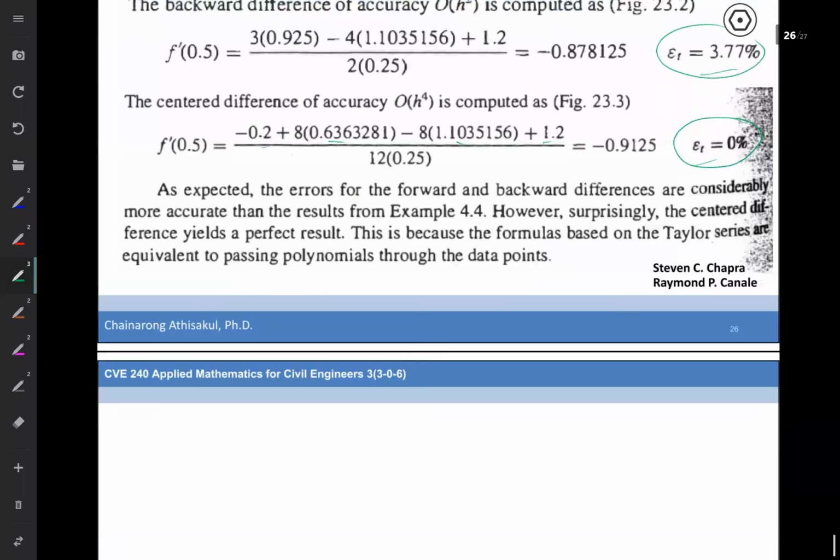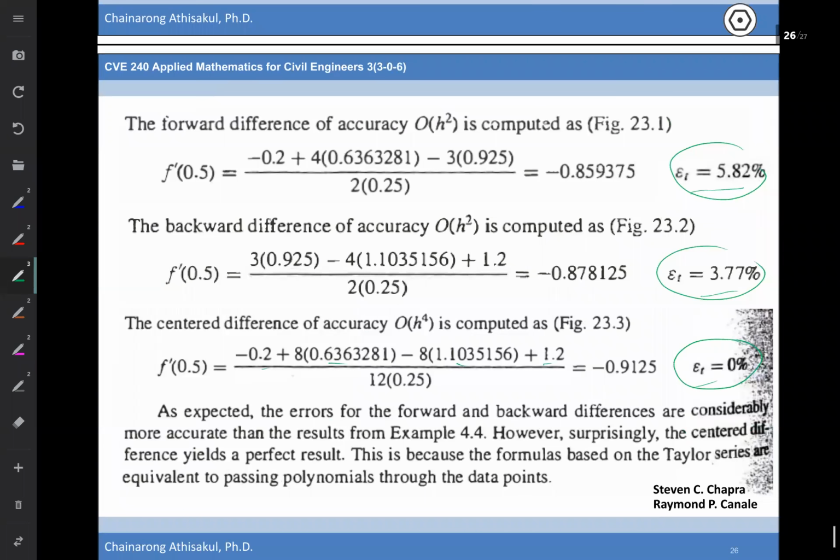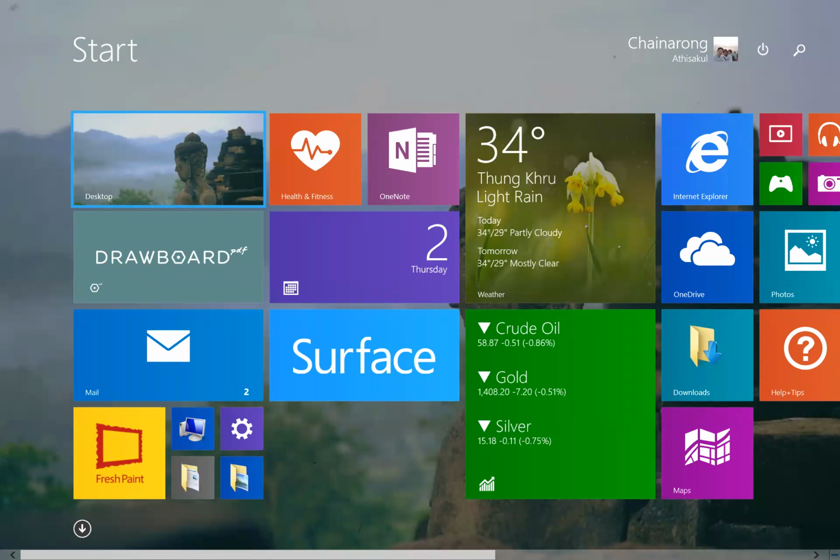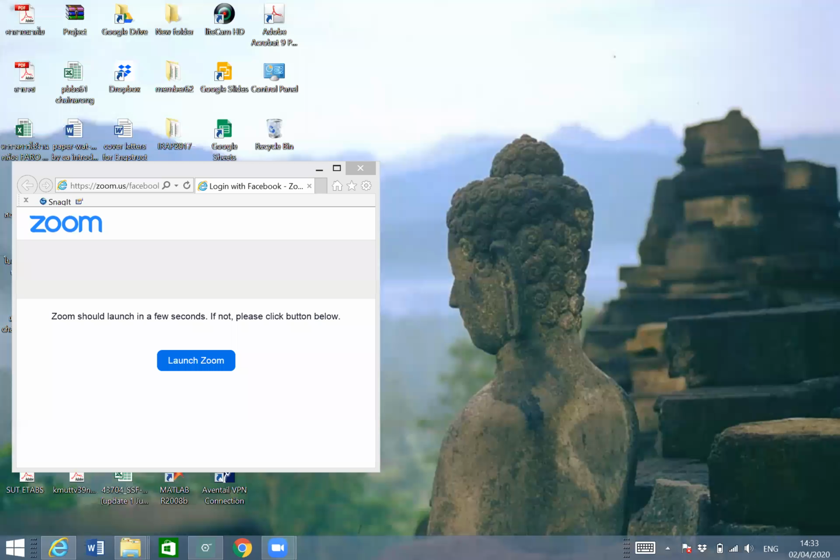Okay, so for this topic, do you have any question? It's very easy, right? If you do not have questions, I will break this session and we will come back with the class activity.